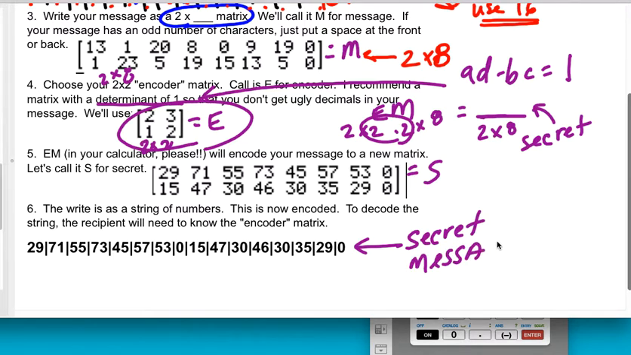Now my friend is going to need a couple things. I write this string of numbers. My friend's going to need the secret message. My friend's going to need to know the encoder matrix, or I could just tell my friend what the decoder is, but that seems silly because then I'm sort of handing someone the answer. So I give someone the encoder matrix. Okay, so that's the idea. We have this encoded message. What we're going to do is walk through how to decode a message, and then we'll do some examples. But that's the way you would encode this message.